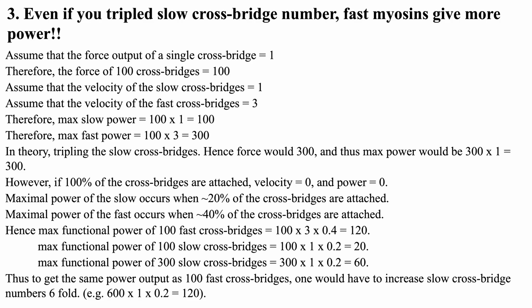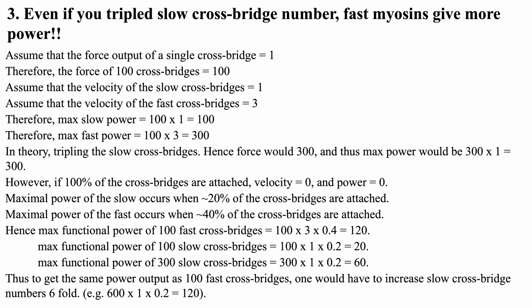Therefore, max slow power is 100 times 1, so 100. Max fast power, 100 times 3, 300. In theory, tripling the slow cross bridge, hence force would be 300, and thus max power would be 300 times 1 equals 300. However, if 100% of cross bridges are attached, velocity is 0, therefore power is 0.